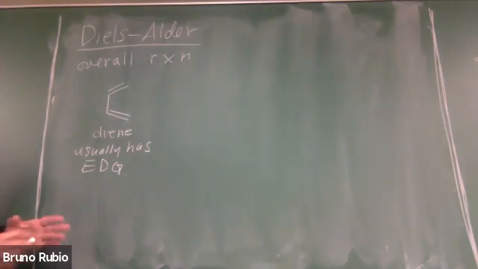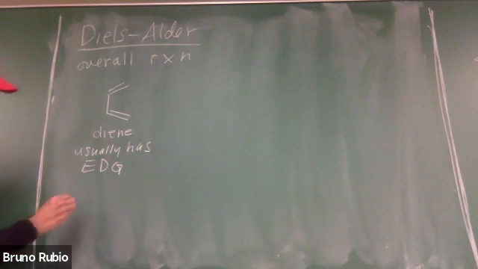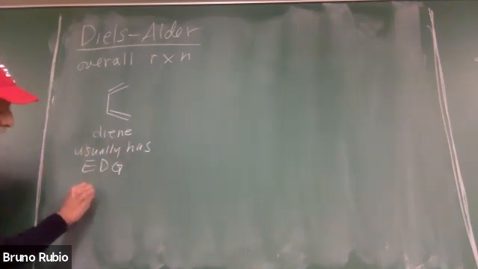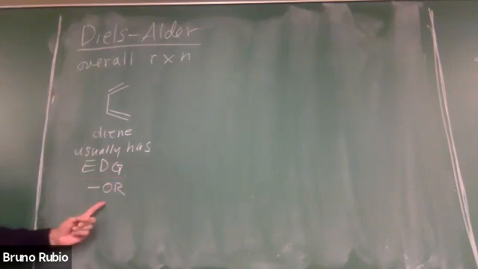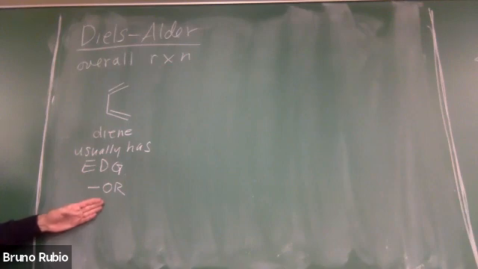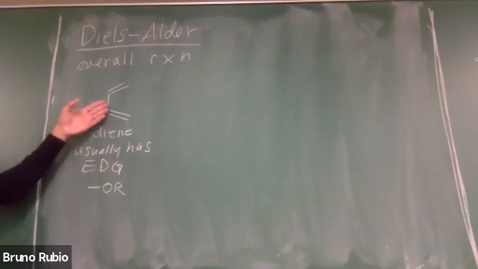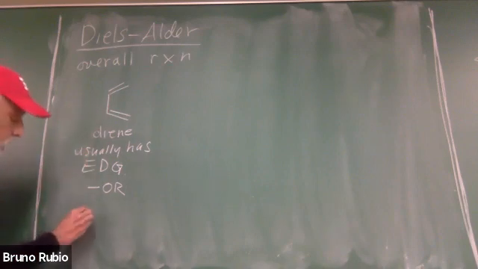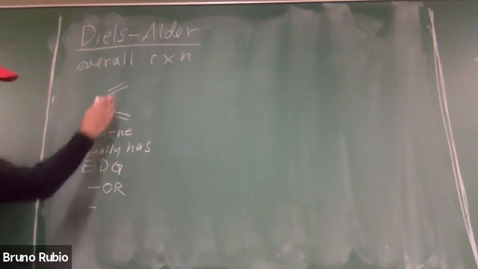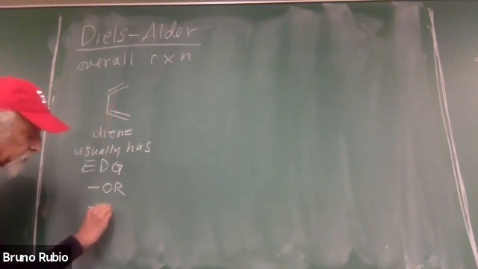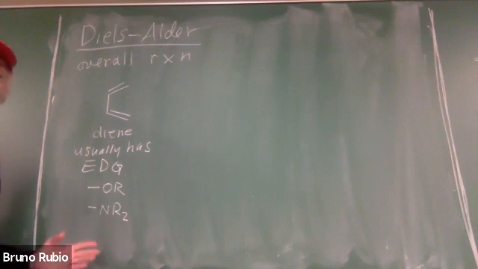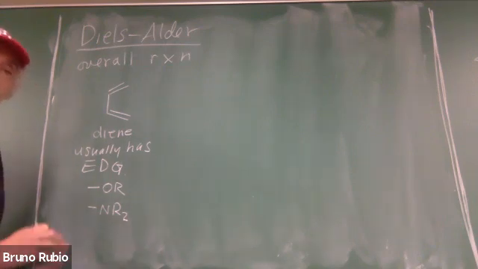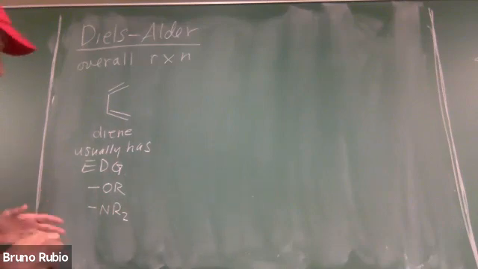All right, and so what are some examples of electron donating groups? The diene might be bonded to an oxygen atom that can donate its electrons by resonance to the double bonds of the diene. Another very common electron donating group that we see on the diene is where the diene system is bonded to a nitrogen atom. And once again, this nitrogen atom has an unshared electron pair that it can kick into the diene. So that's an electron donating group.